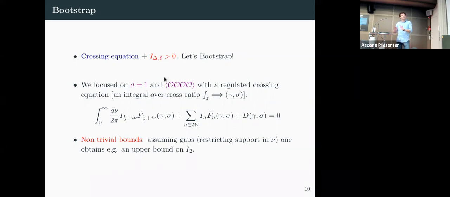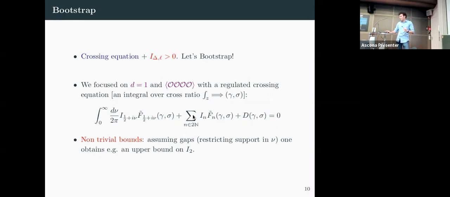And to start, as a matter of principle, we just look at d equal to 1 and all real, identical operators in a 4-point function of O. And since the integral I showed could be divergent, we regularize this integral by introducing some functional over cross ratios that, after doing the integral over cross ratio, spits out two parameters, lambda, gamma, and sigma. And you reach the crossing equation that looks like that.